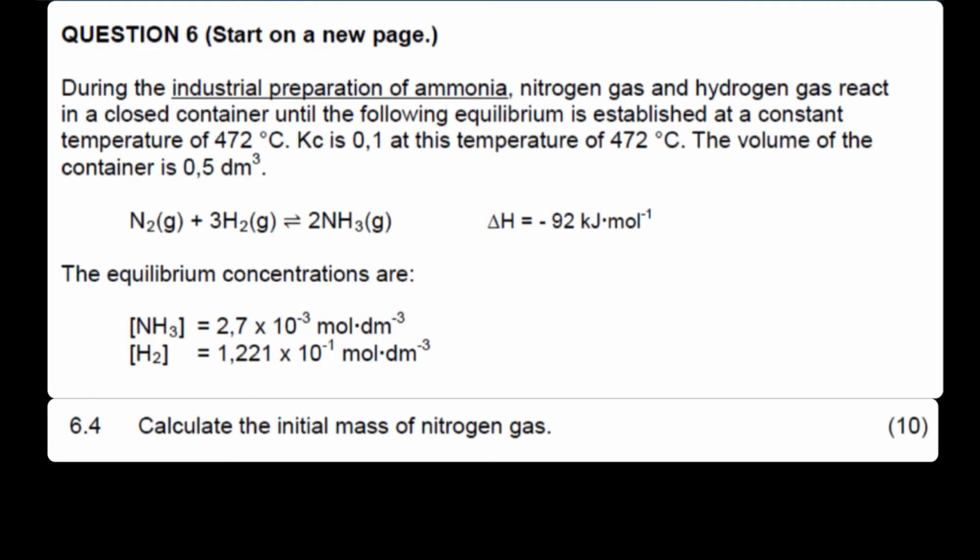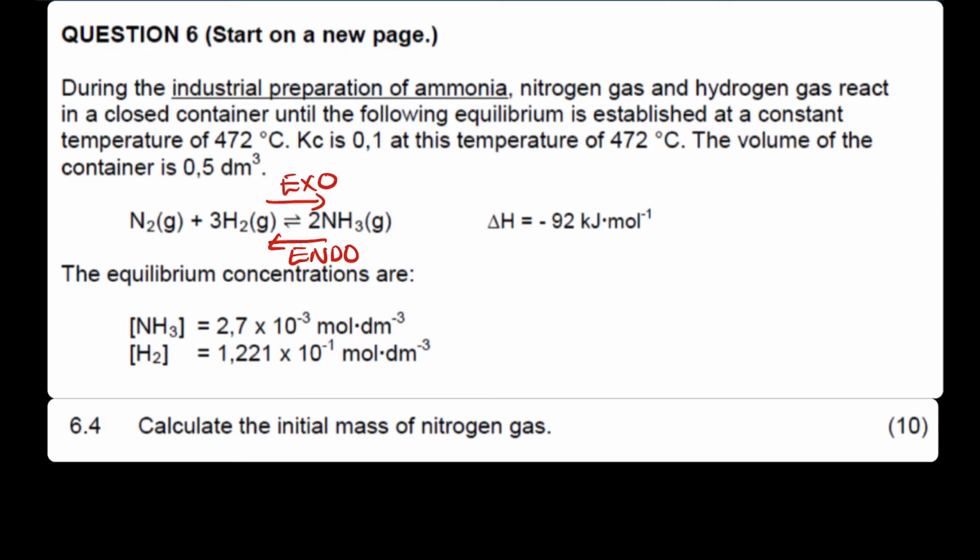Now, if you're looking at this equation, nitrogen and hydrogen produce ammonia, and then we're given the heat of reaction, negative 9.2 kilojoules. This simply means that our forward reaction is exothermic, because we're given the negative there. And then our reverse reaction is endothermic, right? That's very important.